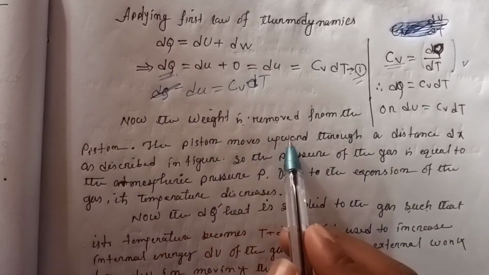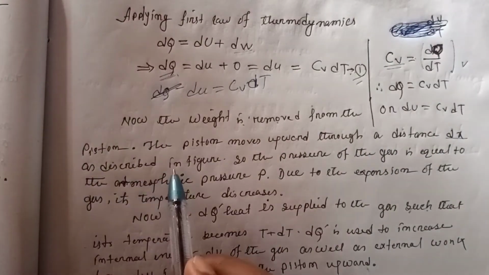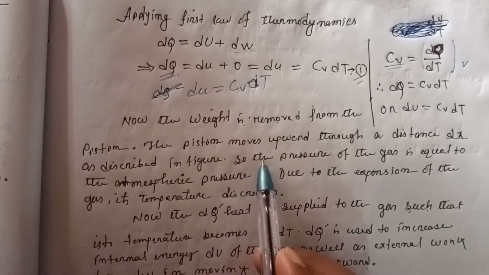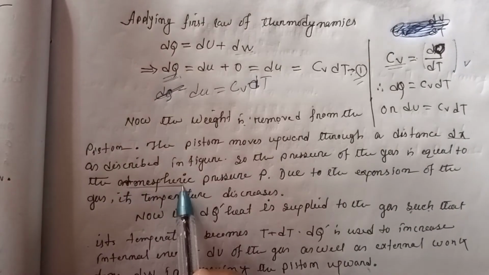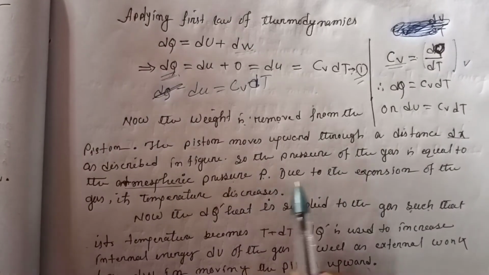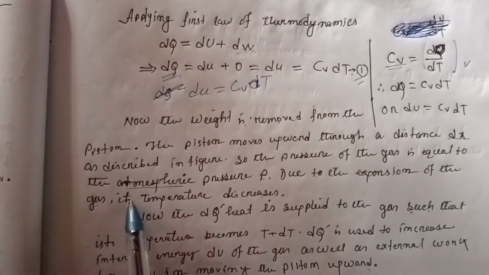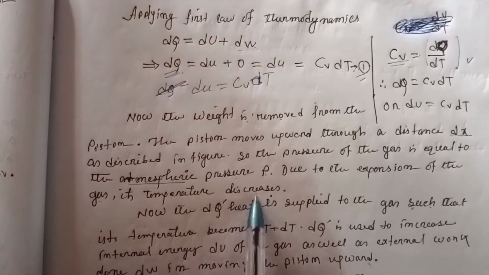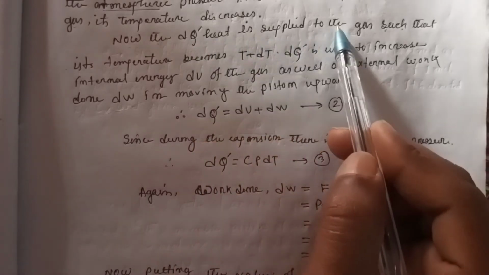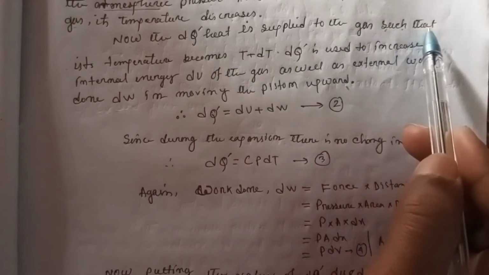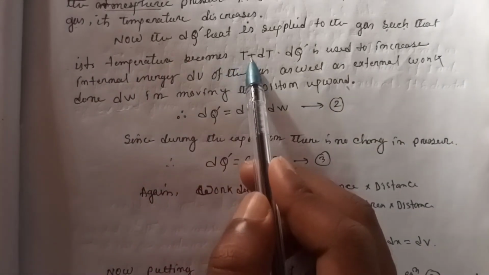Now the weight is removed from the piston. The piston moves upward through a distance dx as described in the figure. So the pressure of the gas is equal to the atmospheric pressure P. Due to the expansion of the gas, its temperature decreases. Now the dq dash heat is supplied to the gas such that its temperature becomes T plus dT.